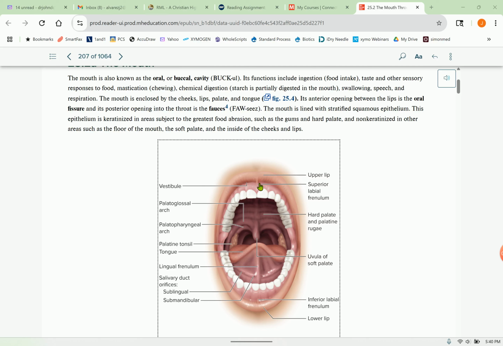Okay, there is also a frenulum on the lips. So you have a superior labial frenulum and an inferior labial frenulum. So if you grab your lower lip and pull it down, you'll see this little strip of skin. That's a frenulum. Okay, that you'll notice.